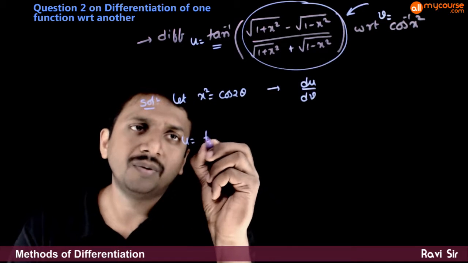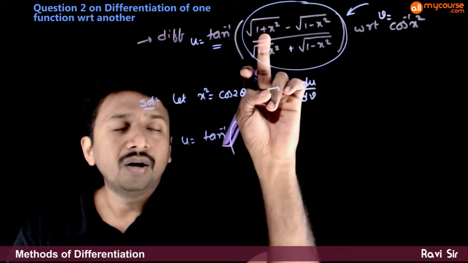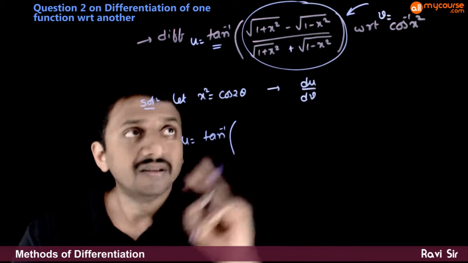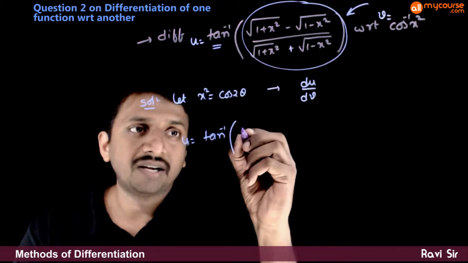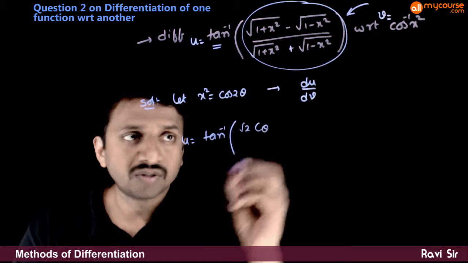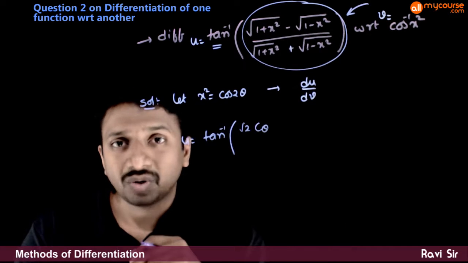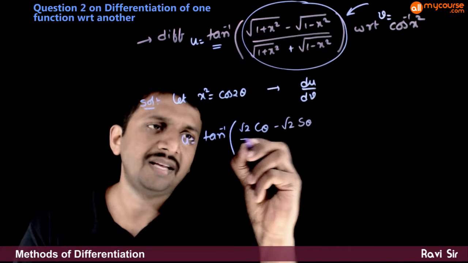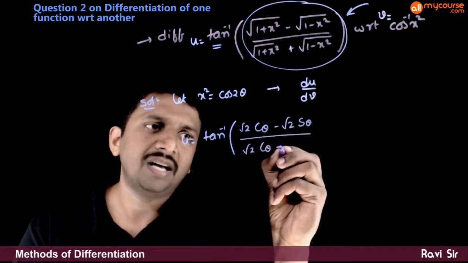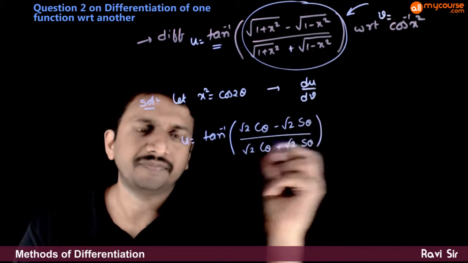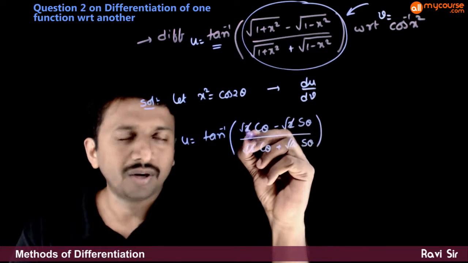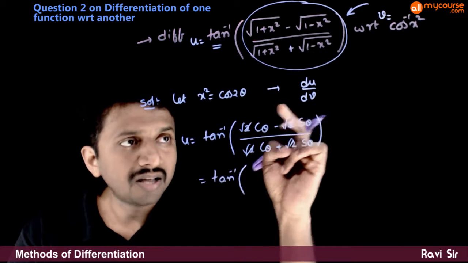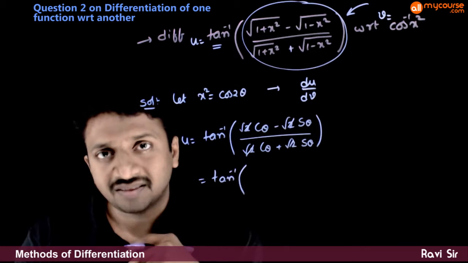So u is equal to tan inverse of root of 1 plus cos 2 theta, which is 2 cos square theta. So you get root 2 cos theta outside. Root of 1 minus cos 2 theta is 2 sin square theta, so it is minus root 2 sin theta, divided by root 2 cos theta plus root 2 sin theta. So root 2 gets cancelled. That is equal to tan inverse of (cos theta minus sin theta) by (cos theta plus sin theta).